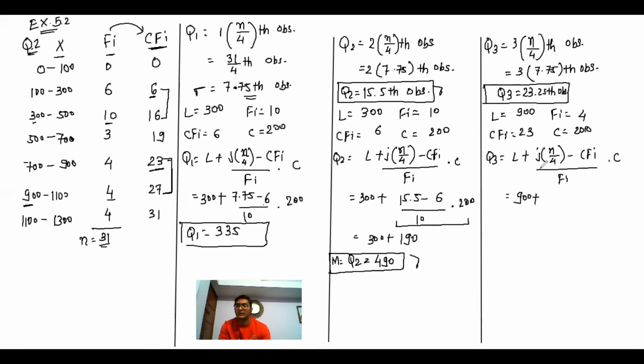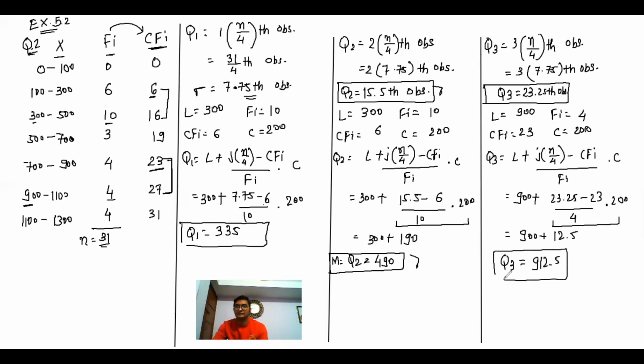Now put the values in this formula: 23.25 minus 23, divided by Fi, multiplied by C. So now 900 plus, solve this full equation and the answer is 12.5. So the final answer for Q3 is 912.5. That's it. So now we got the values for Q1, Q2 means M, and Q3.